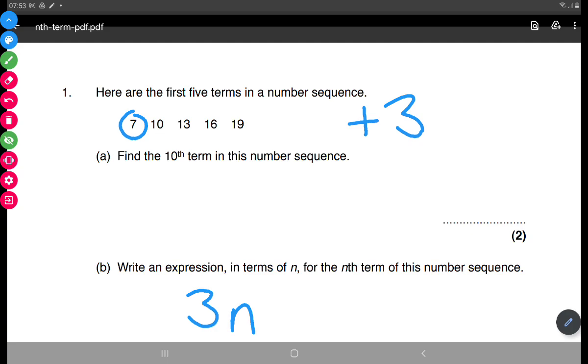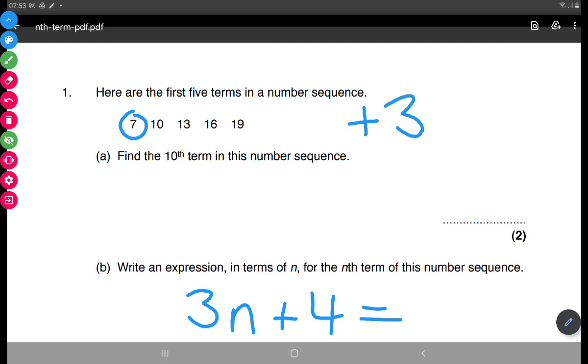So what's 3 times 1? Okay, obvious. Then what do we have to do to get from 3 to 7? Right, we need to add 4. So there is our expression of how to find the nth term of that number sequence.